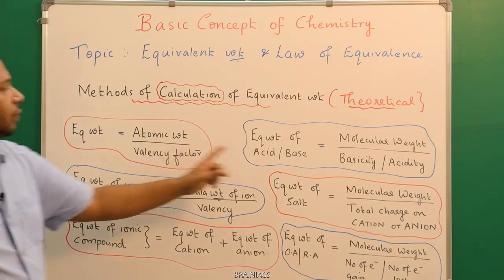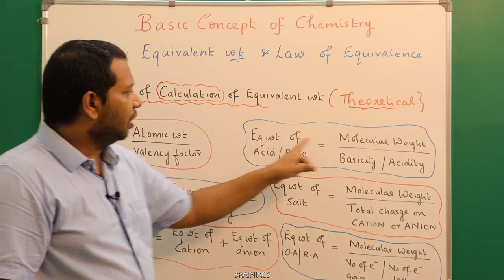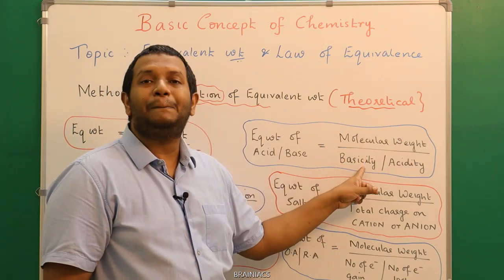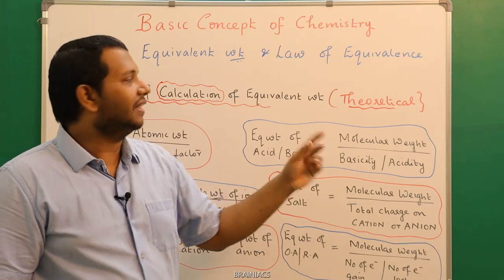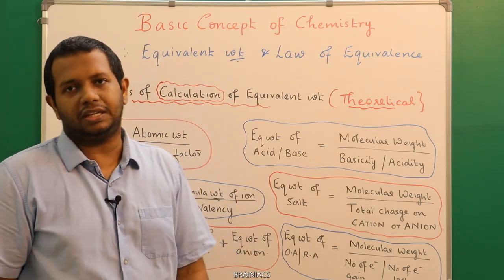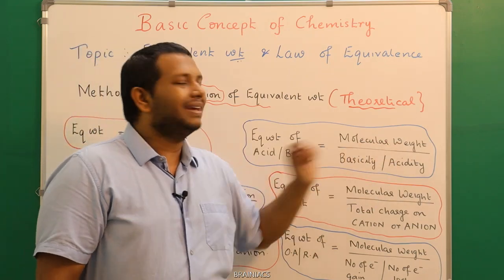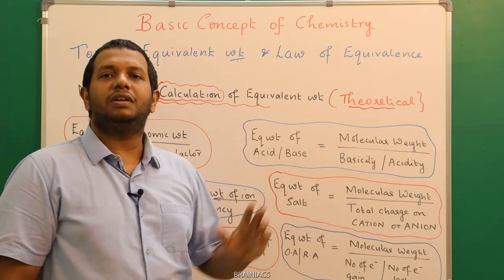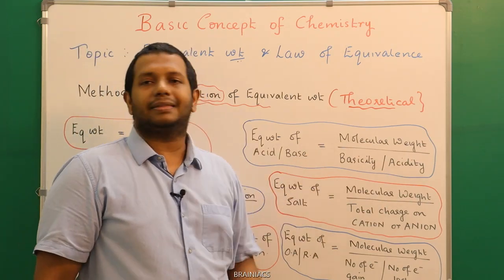Now, equivalent weight of an acid or a base. Equivalent weight of an acid is molecular weight divided by basicity. In an acid, how many H plus are donatable? That is the value of basicity. And equivalent weight of a base is molecular weight divided by acidity. In the case of a base, acidity is how many OH minus are donatable.